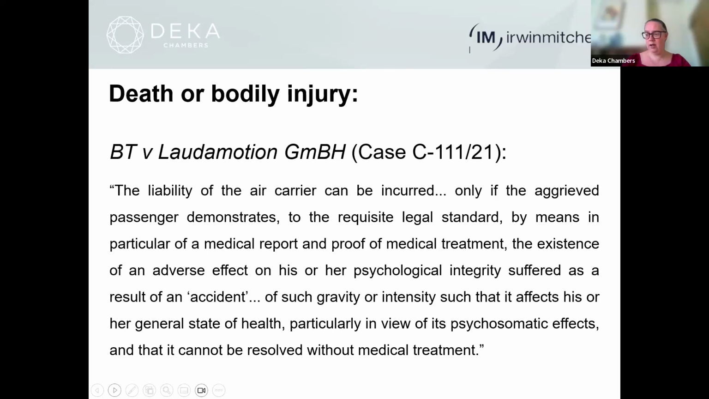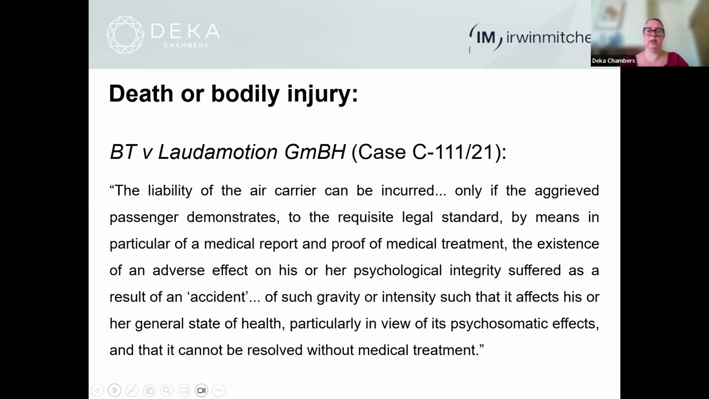Now, I personally have a lot of problems with this case. One of them is that the Court of Justice has got no business telling us how you prove things, because it's not within their remit. These are procedural matters. The convention doesn't refer to medical reports, doesn't refer to proof of medical treatment. In the English courts, you might or might not need to prove your psychological injury by reference to a medical report and/or medical treatment. So that's the first problem I have with the decision: there's no reference in the convention whatsoever that there must be a medical report or proof of medical treatment.